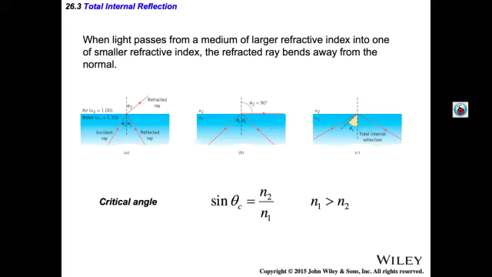Now, here's the critical angle. This is really cool stuff. So we've got this total internal reflection, and it comes when we have the critical angle. And you can only have total internal reflection when you're going from a medium of higher index of refraction to a medium of lower index of refraction. Because look, if N2 is greater than N1, I get a number bigger than 1.